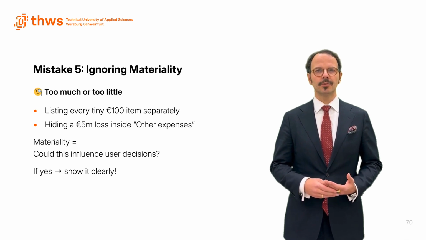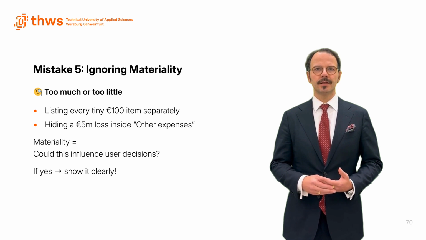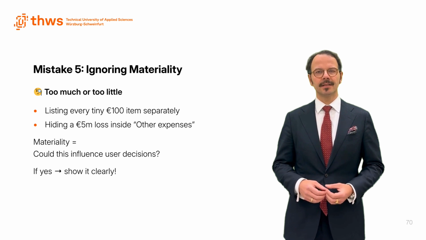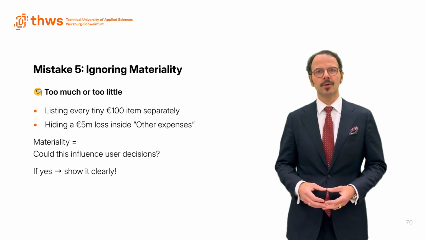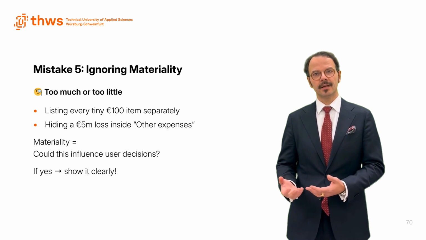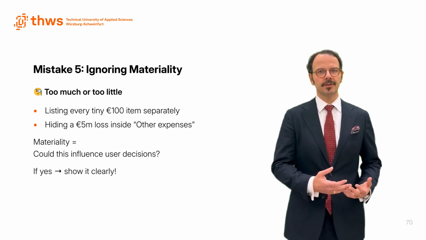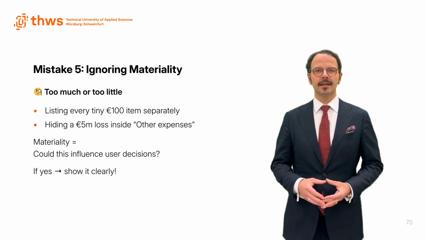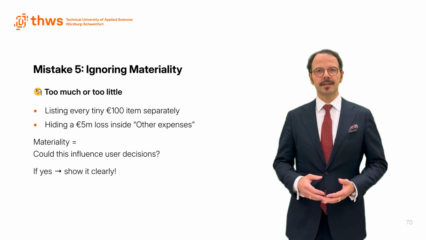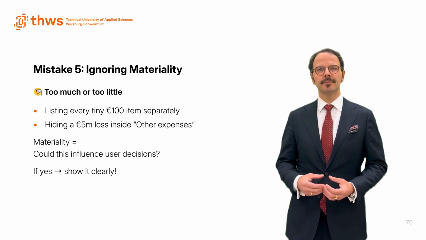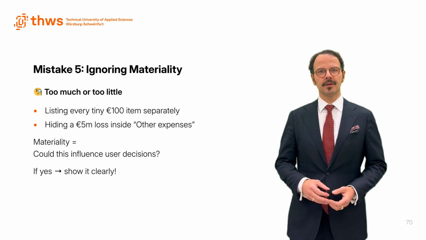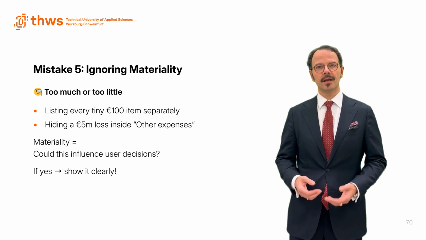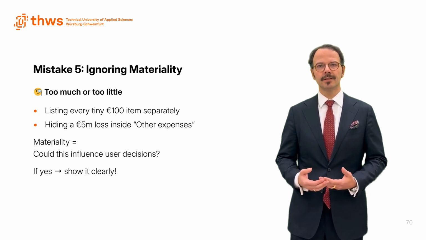Here's a Goldilocks problem: showing too much or too little. Listing every $50 expense separately, or hiding a $5 million write-down under other expenses. IAS 1 is clear. Materiality matters. An item is material if leaving it out or misclassifying it could influence decisions. Materiality is contextual. For a startup, $100,000 could be huge. For a multinational, pocket change. The rule: highlight what matters, group what doesn't.